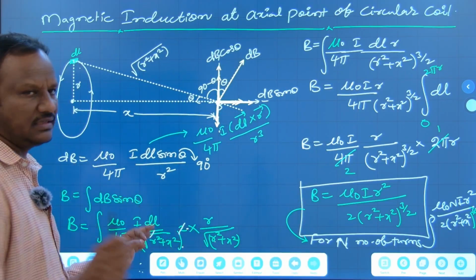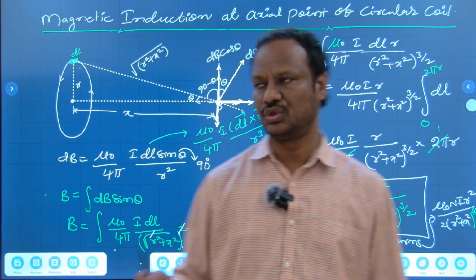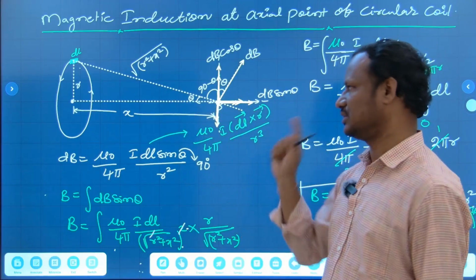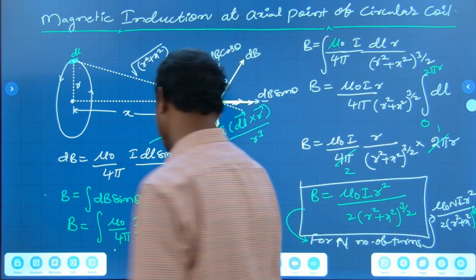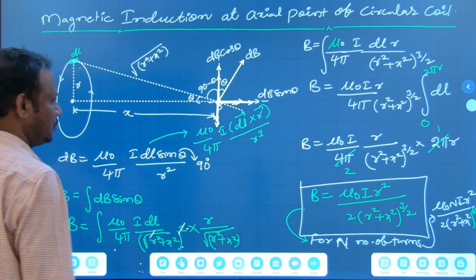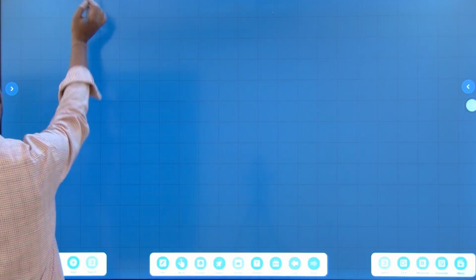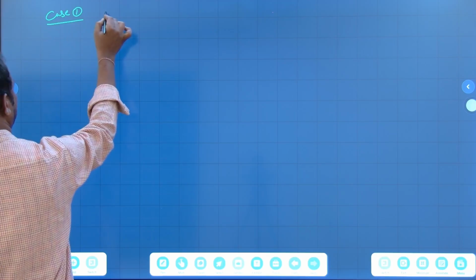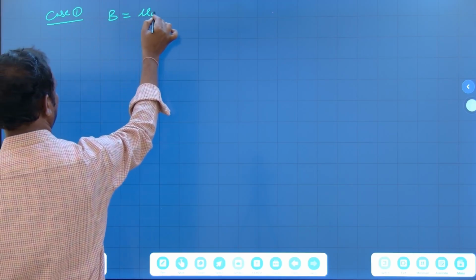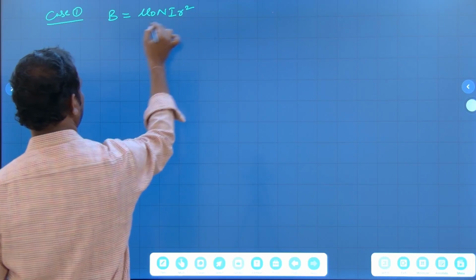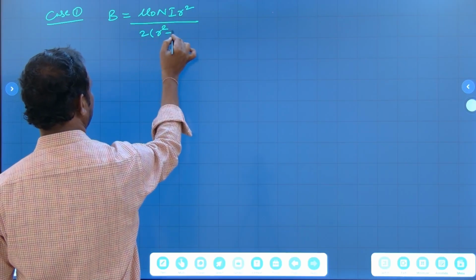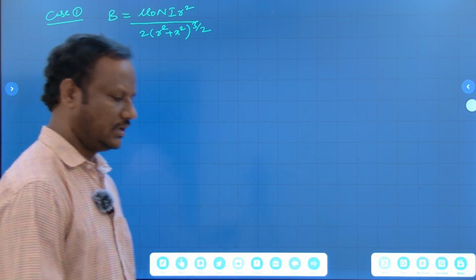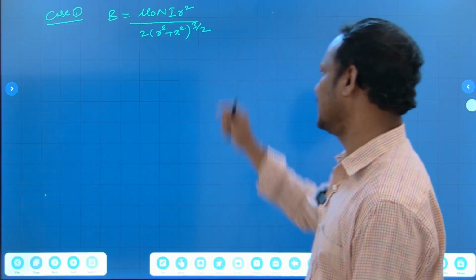So now this is the relation for the magnetic field due to a current carrying coil at a point on its axis, which is passing through its center. Next, the very first case I am taking as case 1. Magnetic field induction B is equal to mu naught N I R square by 2 into R square plus X square to the power of 3 by 2. It is no issue for this one; this is for N number of turns.